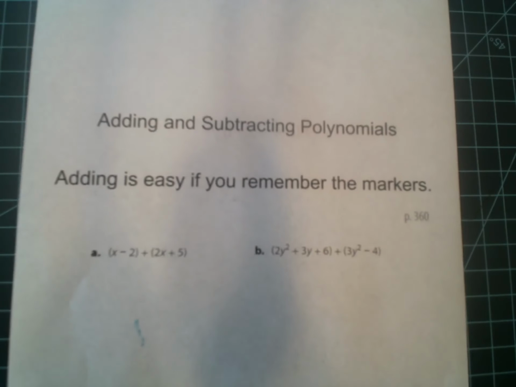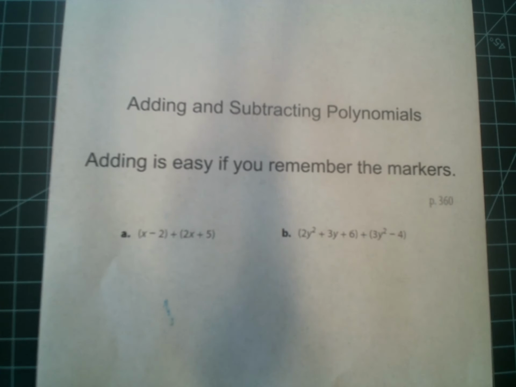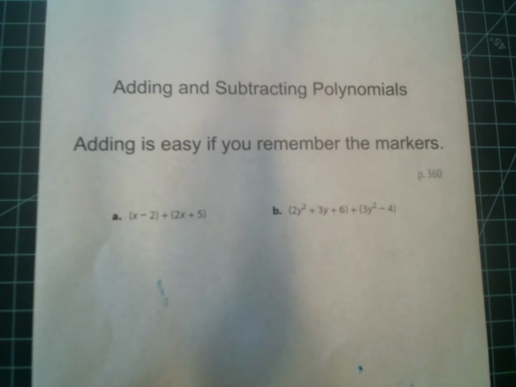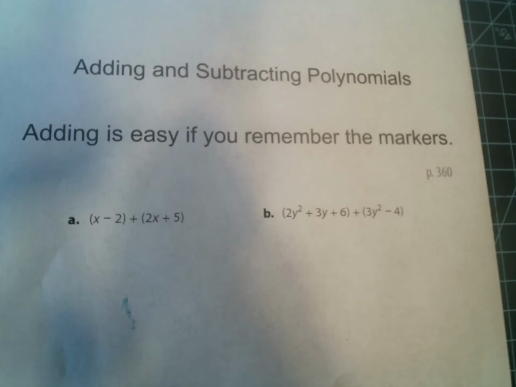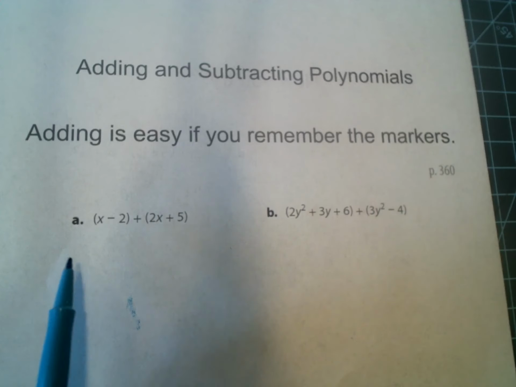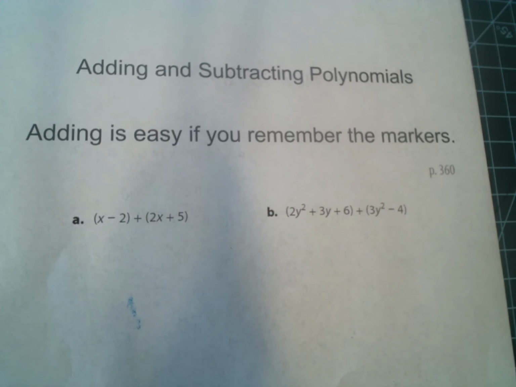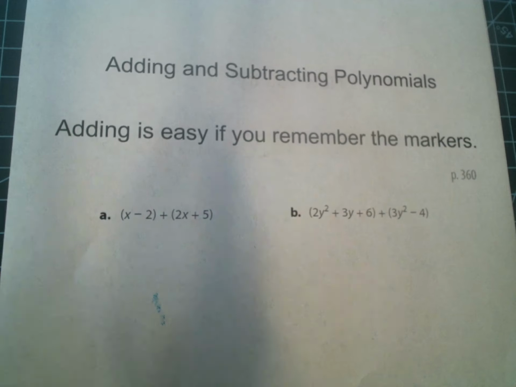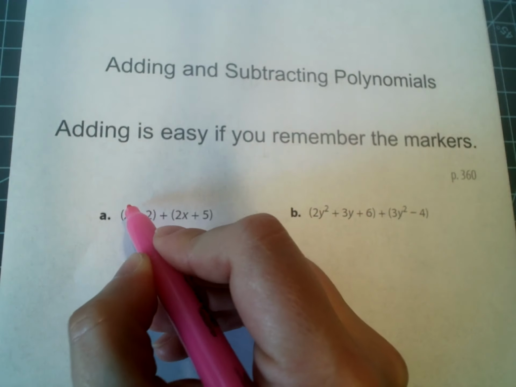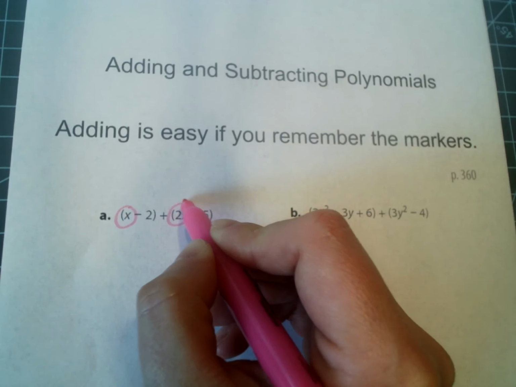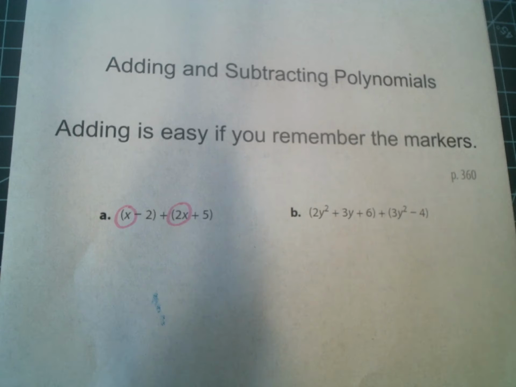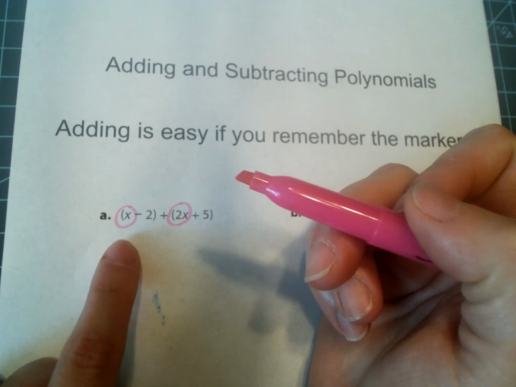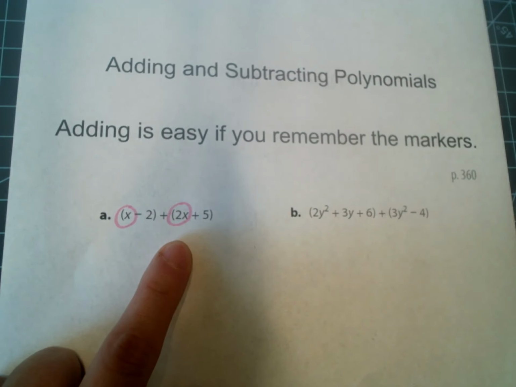Right, so now let's look at page 360. I'll do a couple of examples with you. On page 360, we are adding these 2 polynomials. For part A, we've got x minus 2 plus 2x plus 5. So here, the first thing we're going to do is pick out the like terms. So I see that x and 2x are like because they both have a power of 1. So when I combine this understood 1x with this 2x, that leaves me 3x.